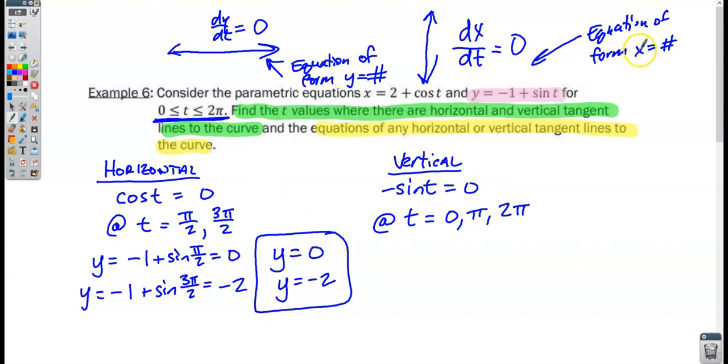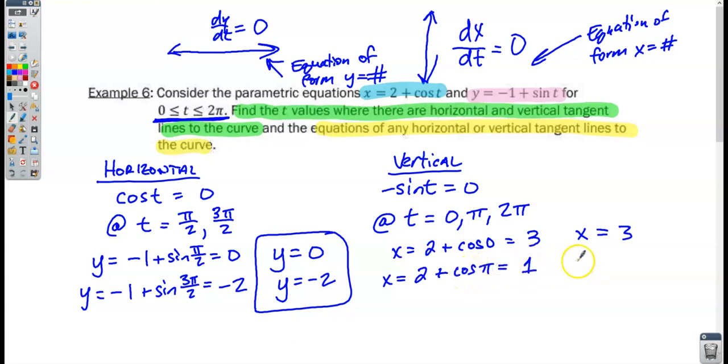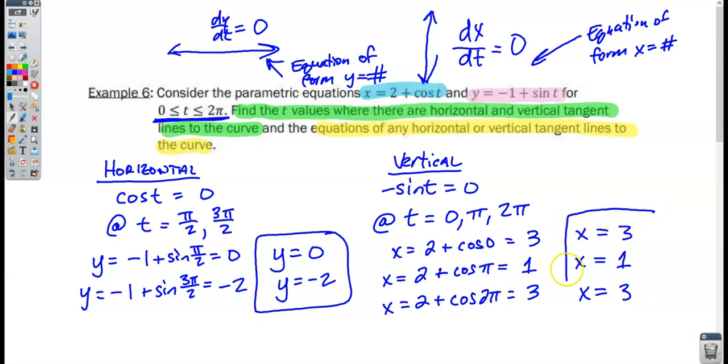For my vertical tangent lines, since I want an equation of the form x equals some number, I'm going to substitute those into the equation for x. So I've got x equals 2 plus cosine of 0. It's going to be equal to 3. So x equals 3 is a vertical tangent line. I'm going to have x equals 2 plus cosine of pi, which is going to be equal to 1. So x equals 1 is a vertical tangent line. And at 2 pi, I'm going to get a duplicate here because we're at the same point we were at before. And so the vertical tangent lines are x equals 3 and x equals 1.